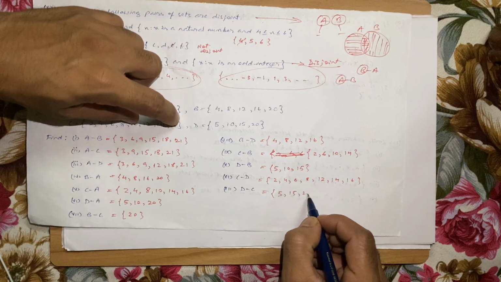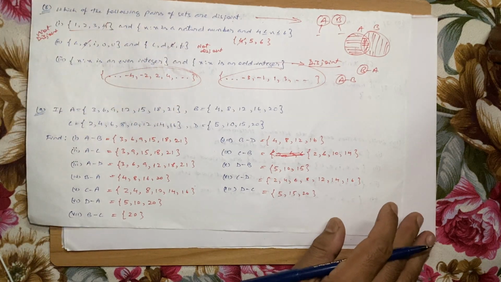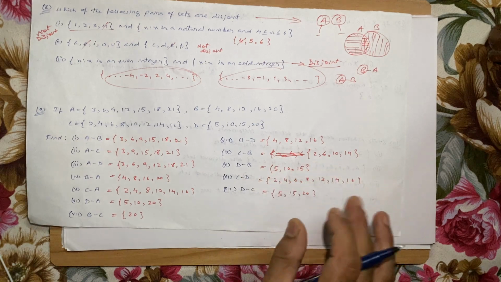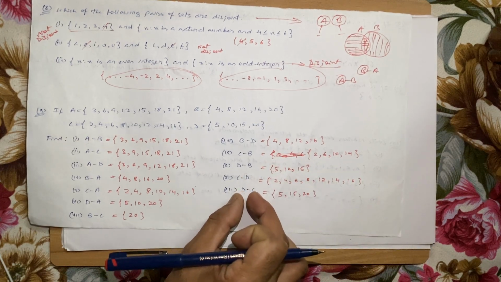15 is not there, and then 20 is not there. So this is your answer. Okay, so I hope this question is clear, difference. Just try to get the basic definition here.